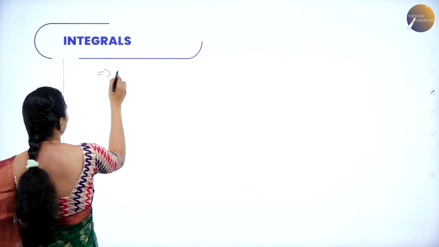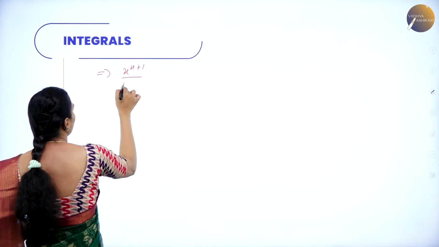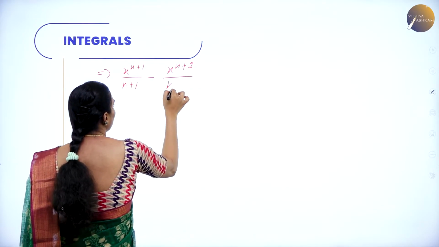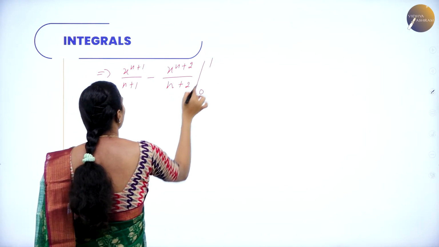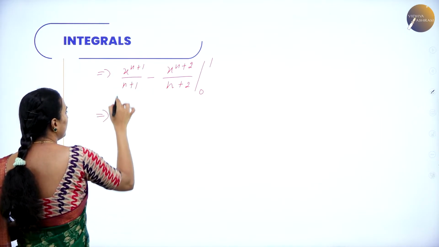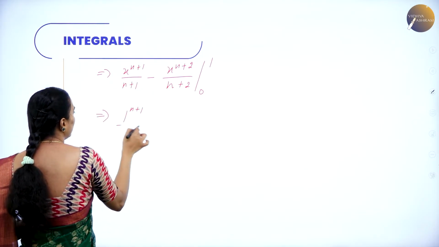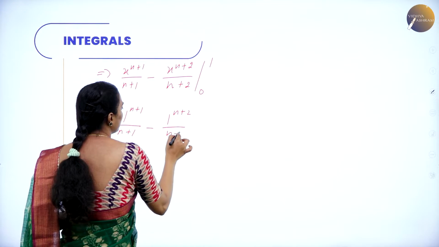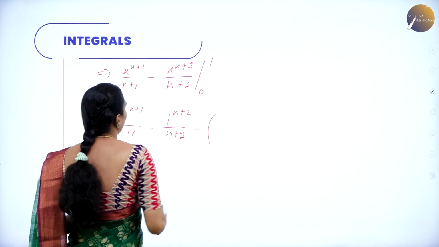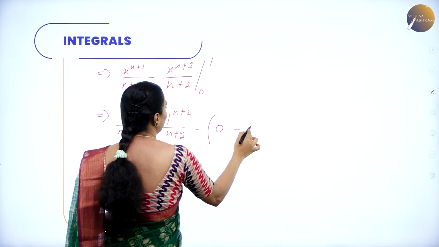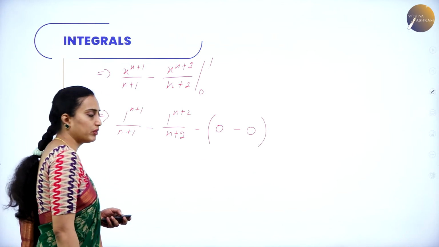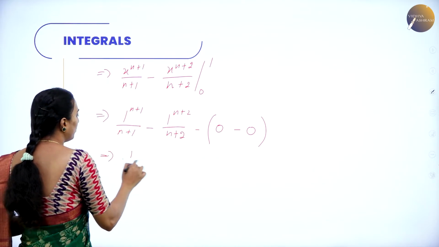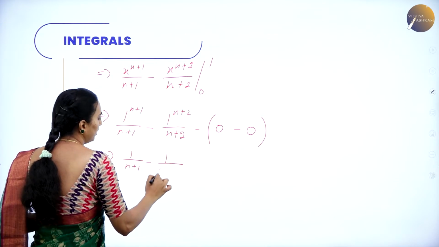Let us simplify that further. x to the power of n plus 1 divided by n plus 1 minus x to the power of n plus 2 divided by n plus 2, from the limit 0 to 1. Now apply the limit. Upper limit will be applied: 1 to the power of n plus 1 divided by n plus 1 minus 1 to the power of n plus 2 divided by n plus 2. Again, minus, you can apply the lower limit: 0 to the power of anything will be 0. Now you can simplify this one. 1 to the power of anything will be 1 itself. So which implies that 1 divided by n plus 1 minus 1 divided by n plus 2.